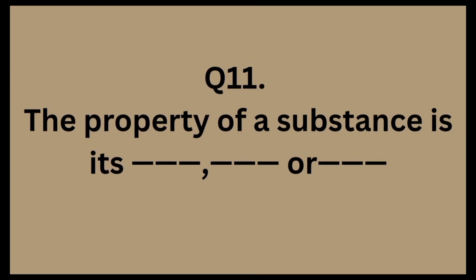Part 2 is fill in the blank with appropriate words. Question 11. The property of a substance is its dash, dash, or dash. For giving such types of answer, first define what property means. Property of a substance is its attribute, quality, or characteristic of a substance. Then we can get three words to fill the blanks. The first dash, we add the word attribute. The second dash is filled by quality, and the third blank space is filled by characteristics.